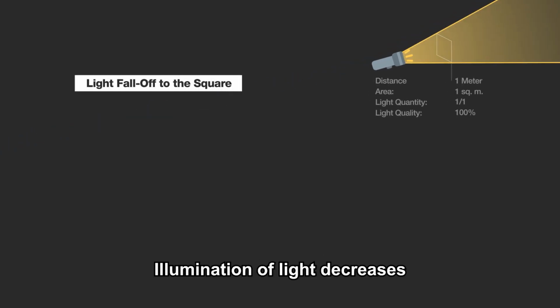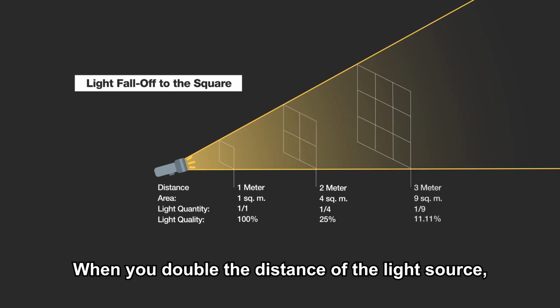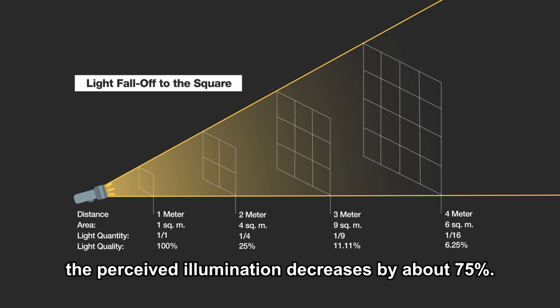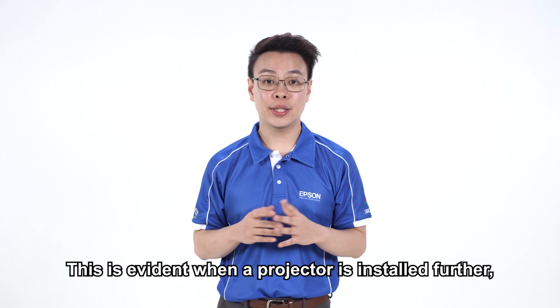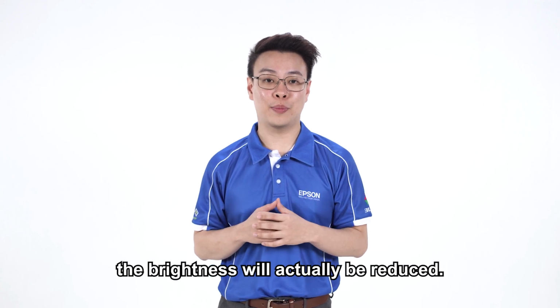Illumination of light decreases when the distance from a light source is increased. When you double the distance of a light source, the perceived illumination decreases by about 75%. This is evident when a projector is installed further away, the brightness will be reduced.